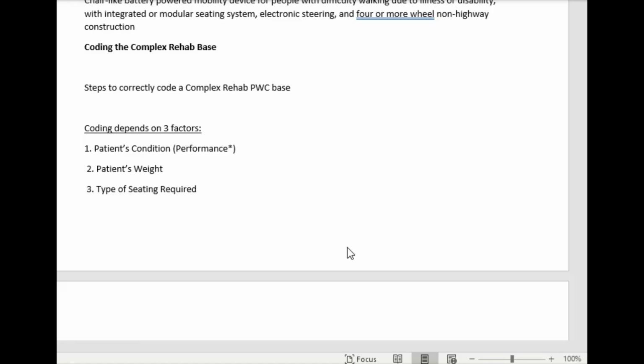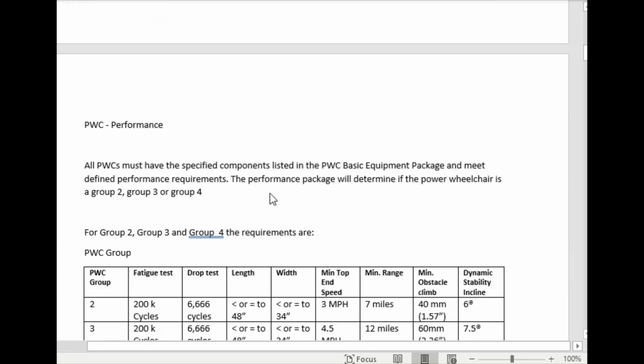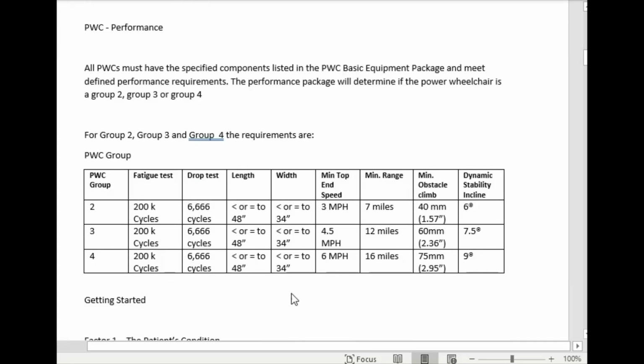But bear that in mind: the patient's condition, basically their diagnosis; the patient's weight, because every wheelchair has weight capacities we'll go through; and the type of seating system, is it a static seat, is it single power or multiple power. Just over here we have a snapshot of your power wheelchair performance. All power wheelchairs must have the specified components listed in the power wheelchair basic equipment package and meet defined performance requirements. The performance package will determine if the power wheelchair is a group 2, 3, or 4.